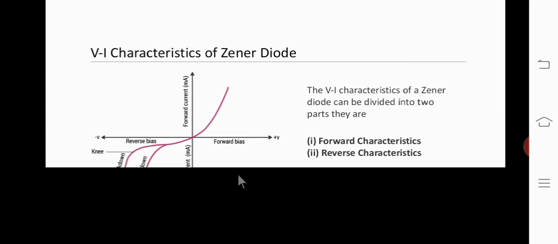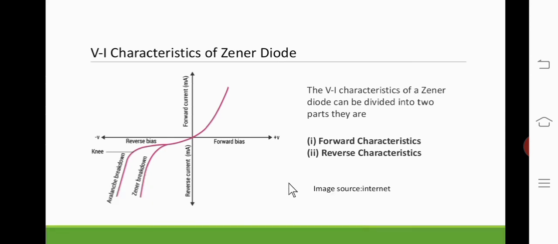And this is the VI characteristics, showing the zener and the avalanche breakdown. Here it shows the forward characteristics and the reverse characteristics. The forward characteristics are the same as our simple diode, but there is a lot of difference in the reverse bias. In the reverse bias we are going to see the two breakdowns, one zener breakdown and one avalanche breakdown. Remember that important point.